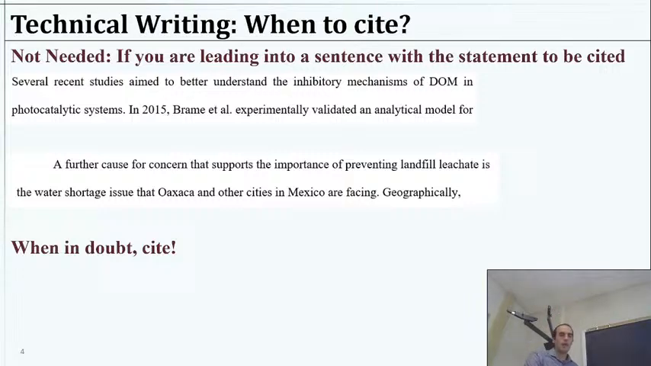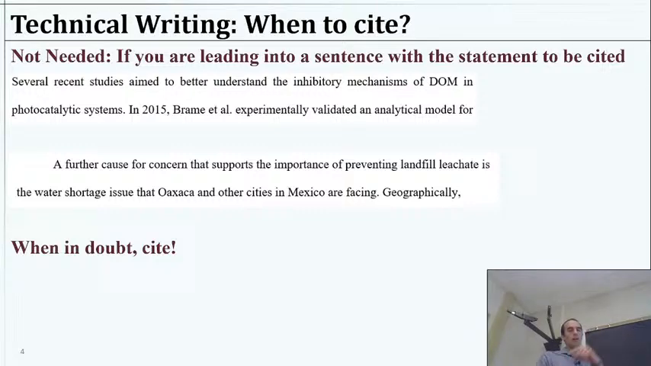Okay, so when do you not need to cite? Sometimes, and I kind of mentioned this already, if you are leading into a sentence with a statement that's going to be cited. So here's an example. Several recent studies aimed to better understand the inhibitory mechanism of dissolved organic matter in photocatalytic systems. So we could put a citation there, but it's kind of vague. It's just saying several studies have done this.